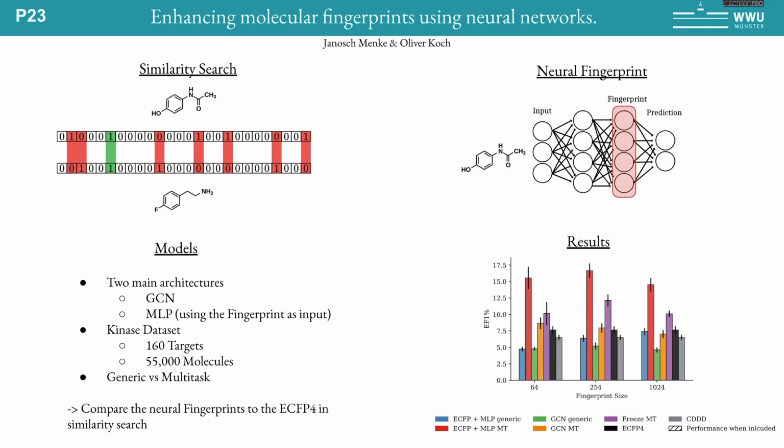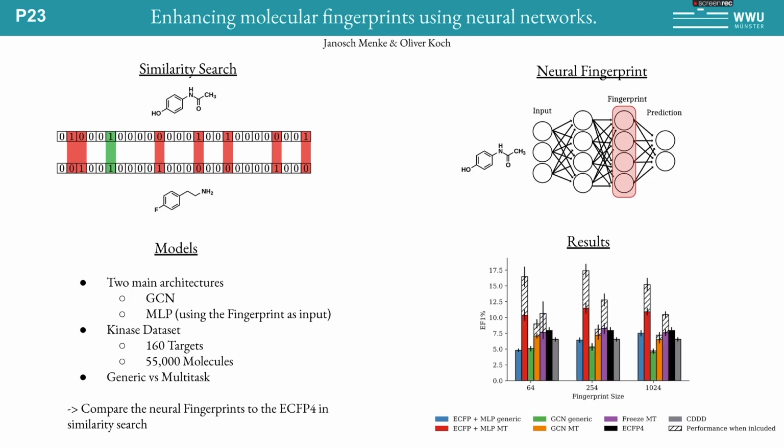Here I show the 1% enrichment factor for each of the fingerprints. The enrichment measures how many actives are in the top 1% relative to the complete dataset. The generic models failed to provide an enrichment better than that of the ECFP4. However, all multitask models outperform the ECFP, most noticeably the MLP, with an enrichment twice as large as any other fingerprint. This is true even when we remove kinase targets from the training set.